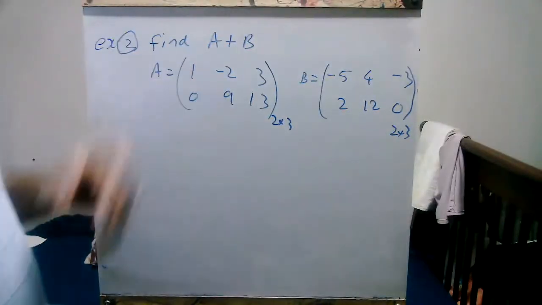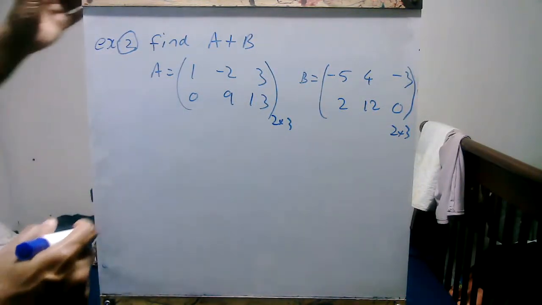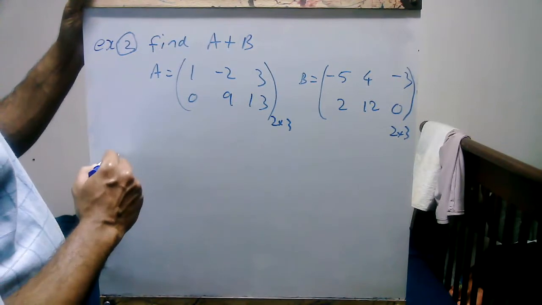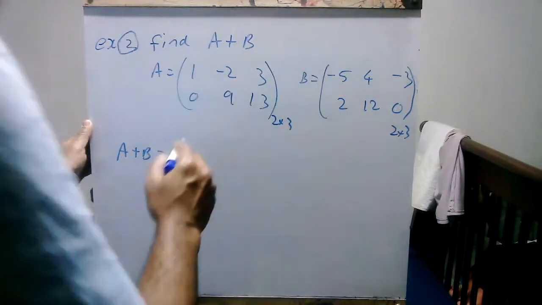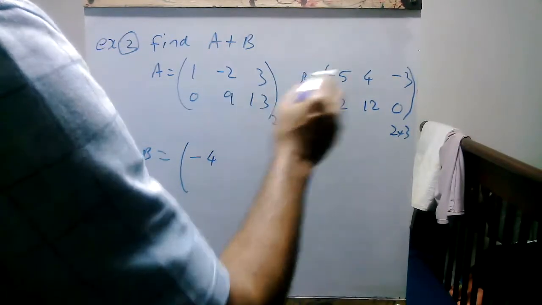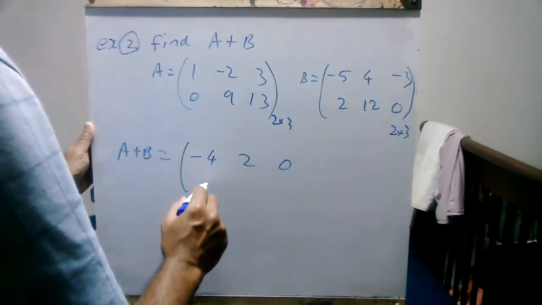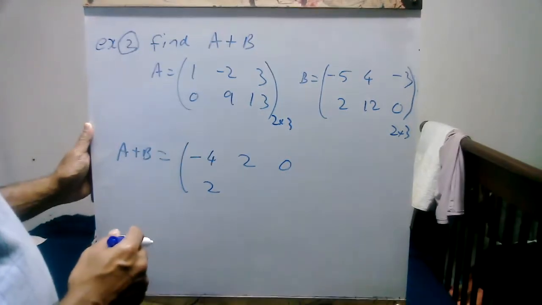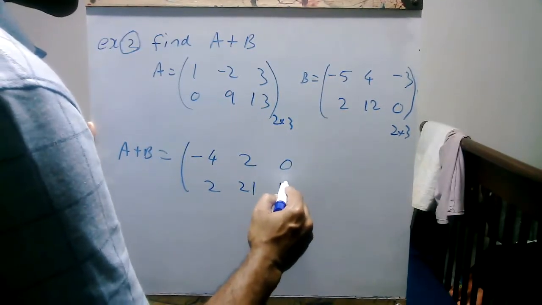I told you if their sizes are different you cannot do addition. Now when we are adding, what we do is add corresponding elements. A plus B equals 1 and negative 5 is negative 4, 2, 3 and negative 3 cancels, 0, 2 is 2, 9 and 12 is 21, 13, 0 is 13.